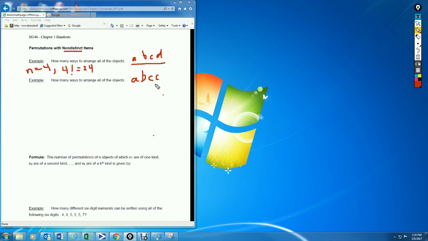It's going to be less. Okay? These 2 are the same. We can't tell them apart. So it's going to be less. So let's go ahead and list them.